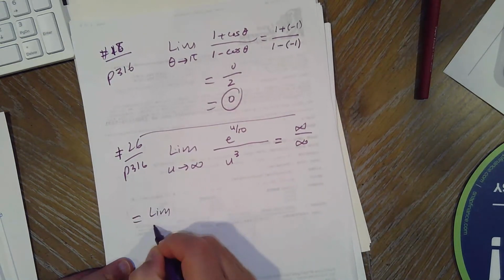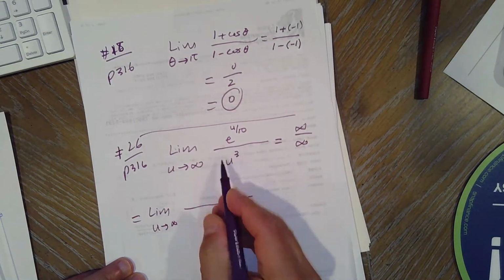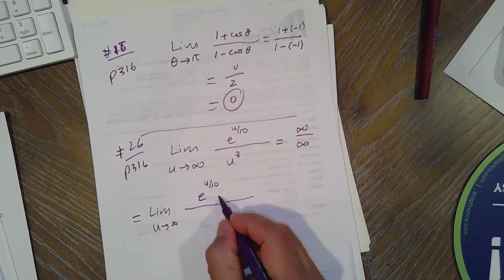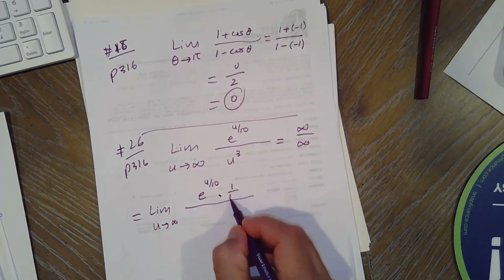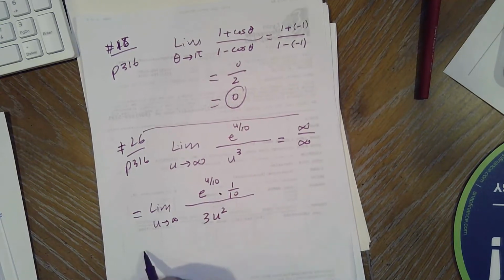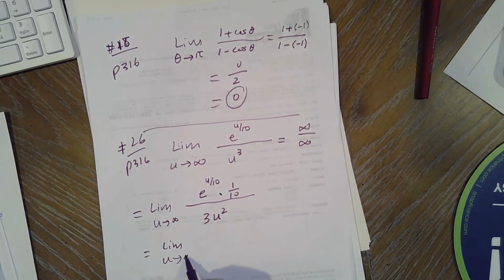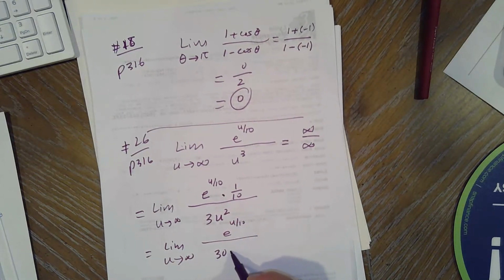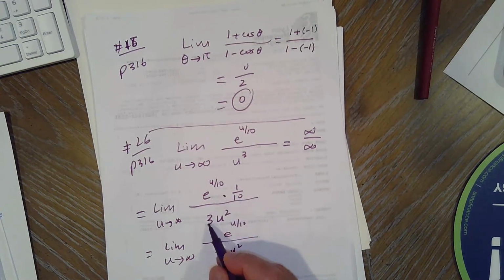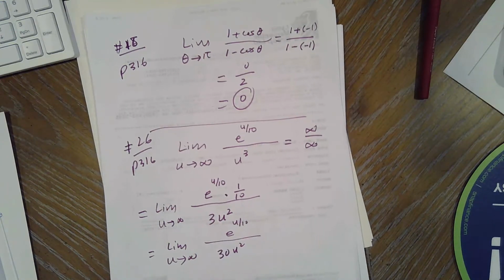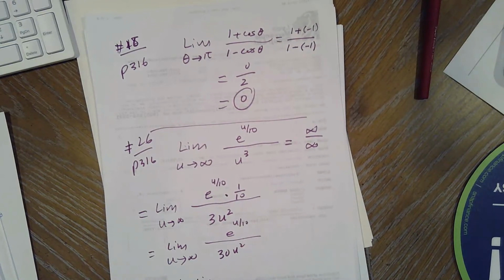So the limit as u goes to infinity, derivative of e to the u over 10 is e to the u over 10 times the derivative of u over 10, which is 1 over 10. Derivative of u cubed is 3u squared. So this is the limit as u goes to infinity of e to the u over 10 divided by 30u squared. I did the 10 at the bottom times 3u squared is 30u squared. So 30 is a constant. We can move it out. 1 over 30 times the limit as u goes to infinity.